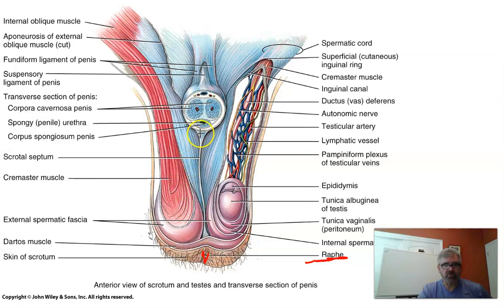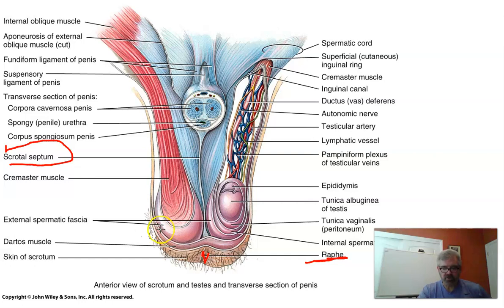Internally, there's a scrotal septum, which runs right down the midline here. So here's the scrotal septum we're looking at, okay? And that septum divides it into two sacs. Each sac contains a single testis, T-E-S-T-I-S. Testis is singular, testes, E-S, is plural, okay?